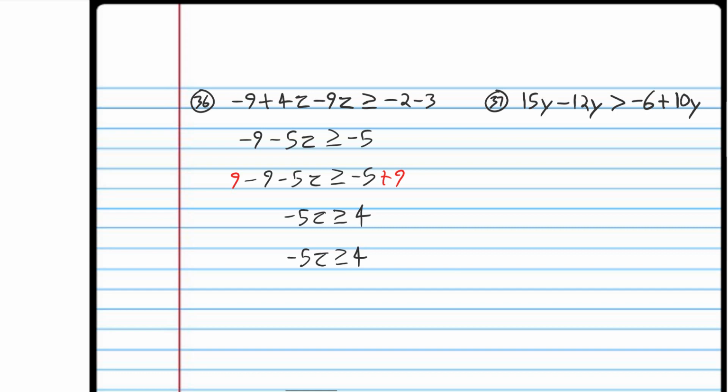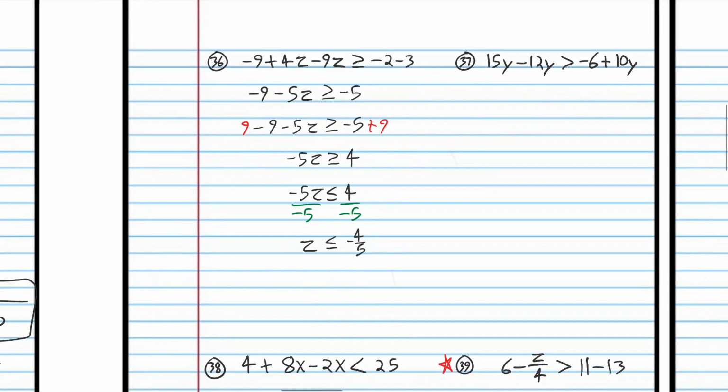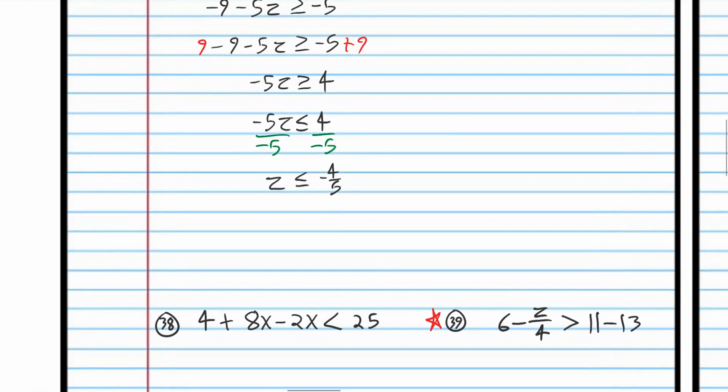And now we're going to divide both sides by a negative. So that means I have to erase this greater than sign and put a less than or equal to sign. So z is less than or equal to negative 4/5. So if you got that solution, good job.